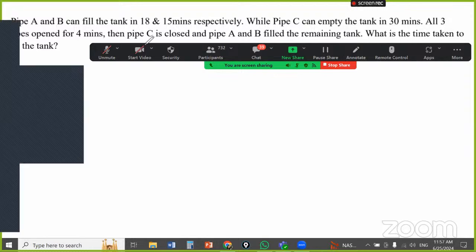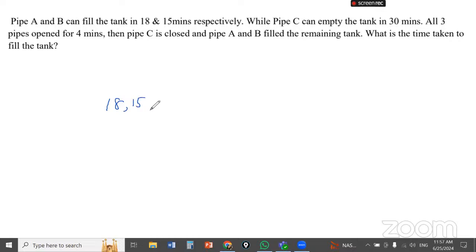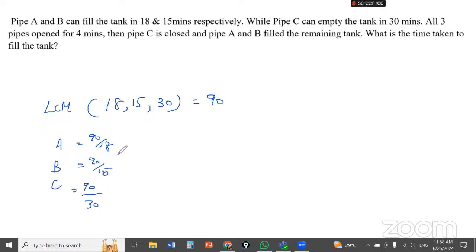So A, B, C, they fill in 18, 15, and then 30. So we can take the LCM of this. That would be 90. We can consider work done, that is the capacity. The capacity of the tank could be 90 liters. And so A, B, and C separately, how much tank they fill in 1 minute. That would be 90 upon 18, 90 upon 15, and 90 upon 30.